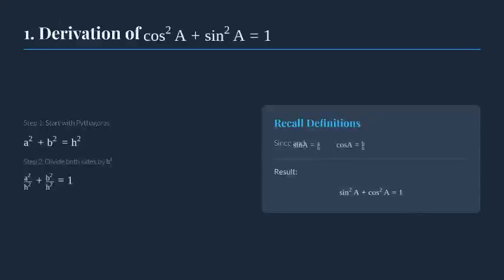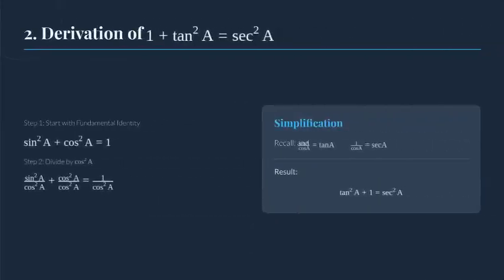The first derivation starts with the Pythagoras theorem. By dividing all terms by h squared and recalling the definitions of sine and cosine, we derive the fundamental identity: cosine squared a plus sine squared a equals 1. To derive the second identity, start with the fundamental identity and divide all terms by cosine squared a. After simplification, we get 1 plus tangent squared a equals secant squared a.